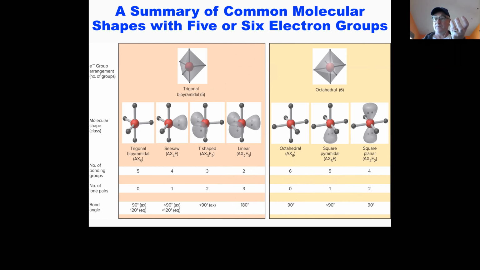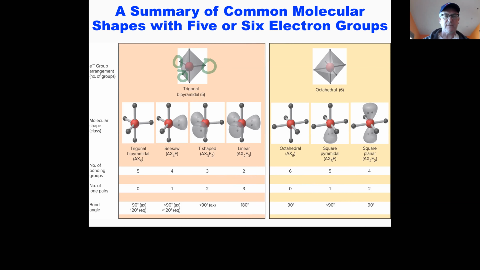And so when we have 5 and 6 groups, what I want you to take home is what those bond angles basically are going to be. And remember that lone pairs get put on the outside where they can do the least amount of repulsion.